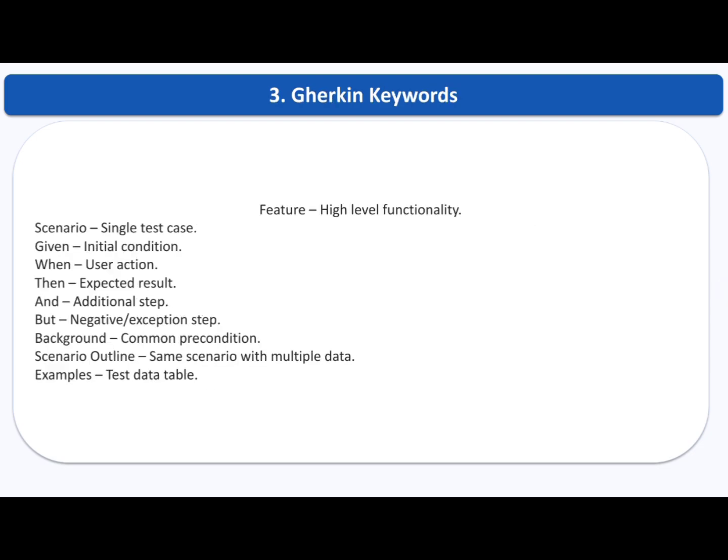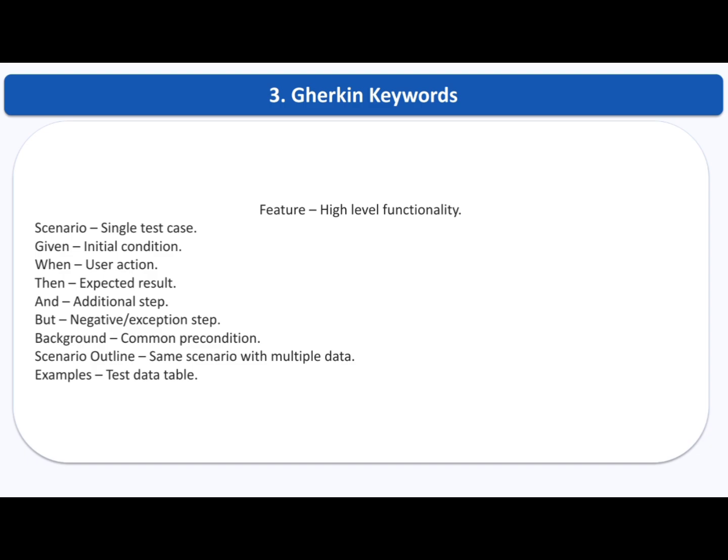Gherkin is the language used in Cucumber feature files. It contains keywords like feature, scenario, given, when, then, and but. Feature represents the functionality. Scenario represents the test case. Given defines the initial condition. When represents the user action, and then verifies the expected result. These keywords make the test cases easy to read and understand.